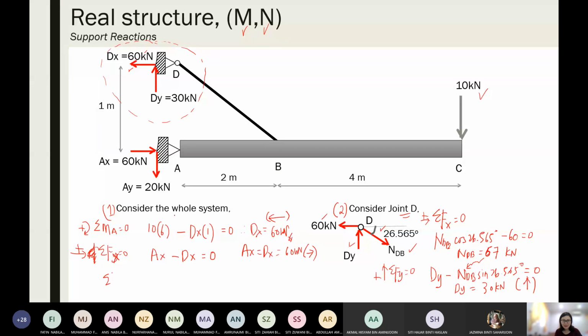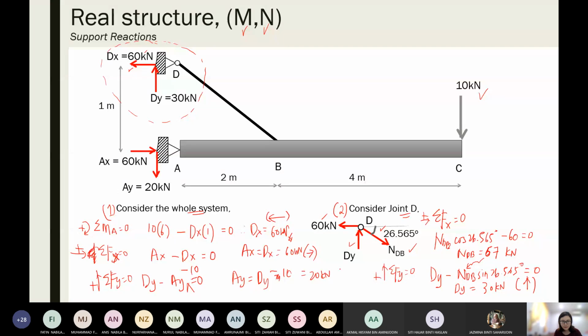Consider back the whole system here. Summation F_y equal to 0. So I have D_y minus A_y equal to 0. And I want to find A_y, which must be equal to D_y, oops, missing something. Anyone can help on here in this system? Negative 10. Thank you, minus 10. So A_y will be equal to D_y minus 10. It will be 20 kilonewton.